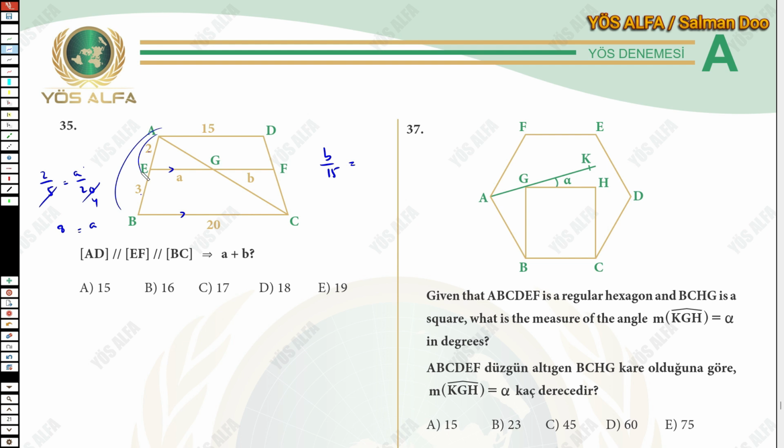So since this is 2 and 3, we can take the ratio as 2 and 3 over here too. So this over that. So 3 over 5 is equal to b over 15. So from here, we have b is equal to 9. So a plus b is equal to 17. The answer is C.